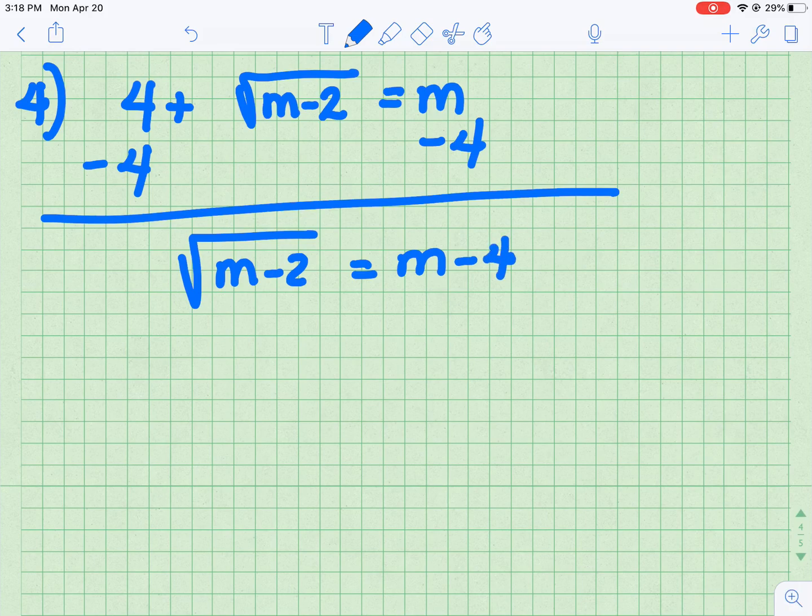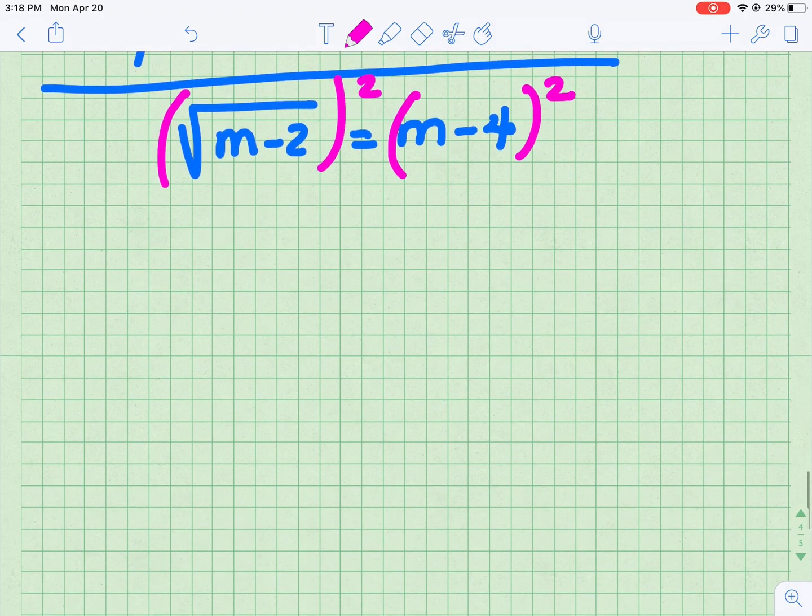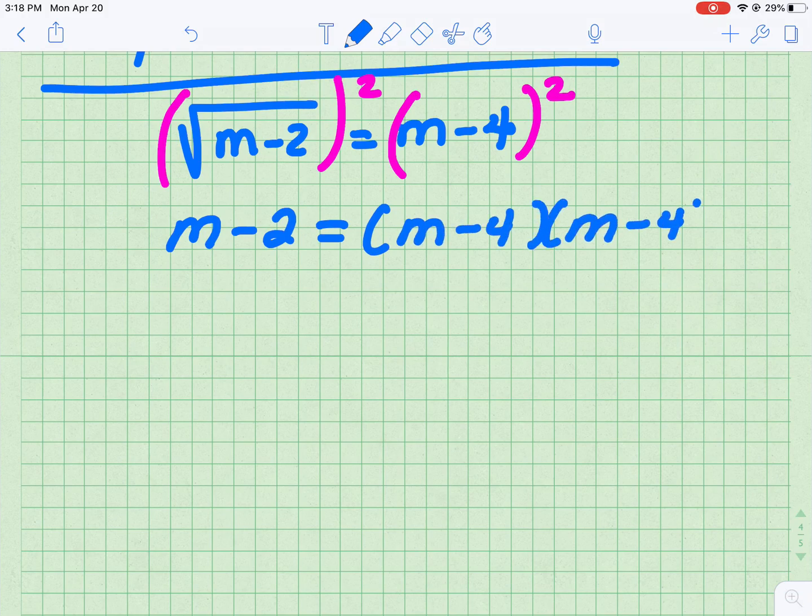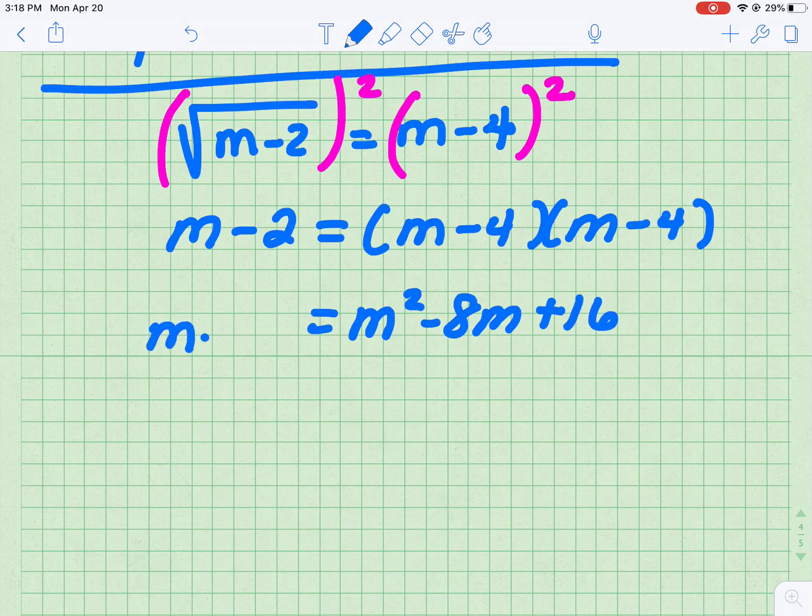In order to undo a square root, we square both sides. Okay? If I square both sides, the square of a square root just leaves it out, m minus 2. On this side, we just talked about this. This means m minus 4 times m minus 4. So you either have to FOIL or box it. So that gives us m squared minus 8m plus 16.